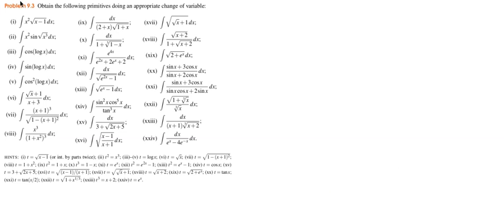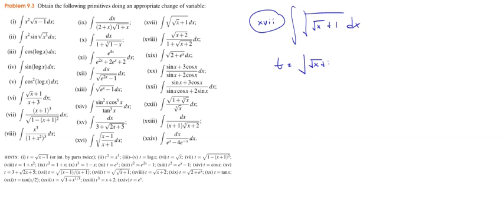Okay, part 17. The primitive of the square root of x plus 1 dx. And again, we want t to be the square root of x plus 1. Or in other words, t squared is the square root of x plus 1. 2t dt is 1 over 2 the square root of x dx. And the square root of x is just t squared minus 1.